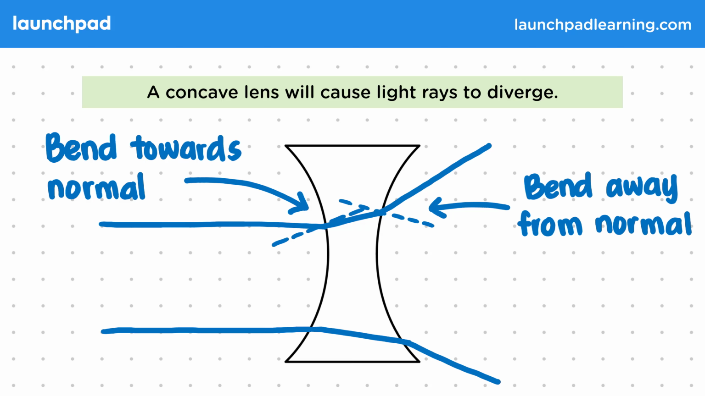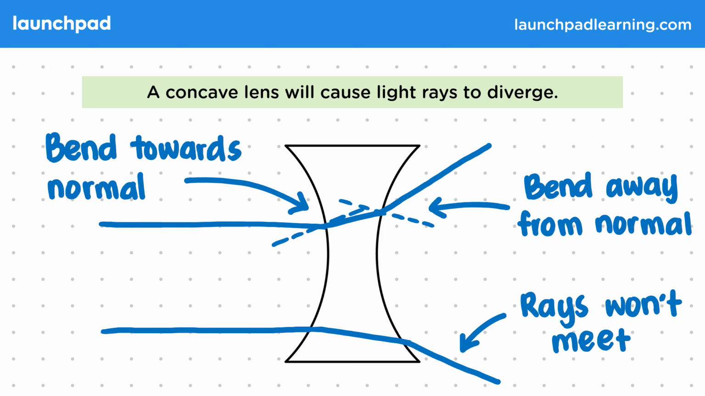But notice this has sent the light away from the first, so the rays aren't going to meet. In fact, all the rays parallel to these two will move away from each other and never meet after passing through the lens. An image is instead formed by tracing these new paths back to a point on the initial side of the lens. But we'll look at that in more detail elsewhere. For now, make sure you can remember the main difference between these two types of lens. Convex lenses make rays converge, and concave lenses make them diverge.